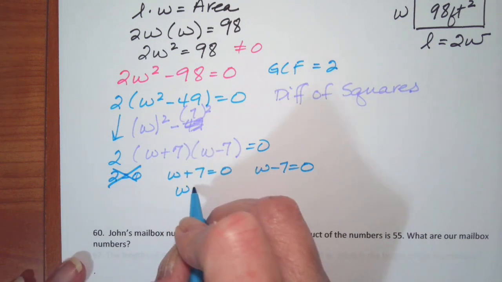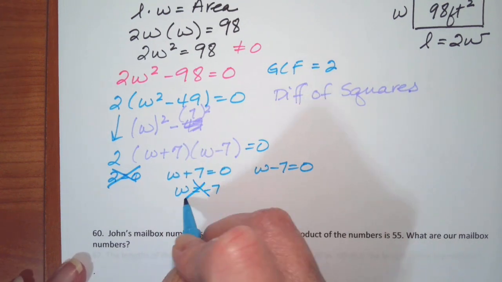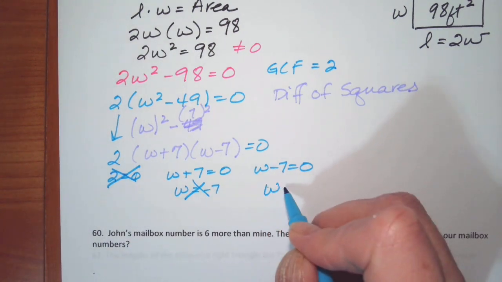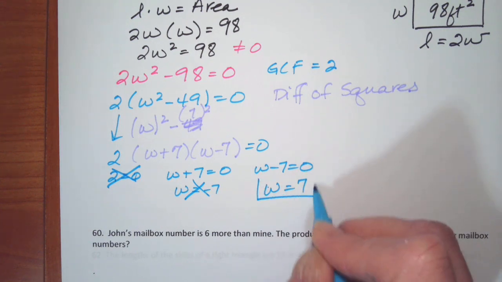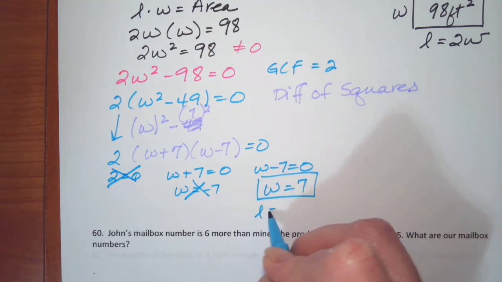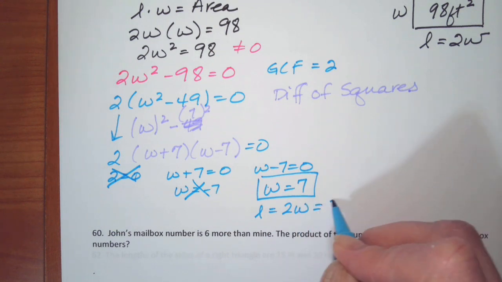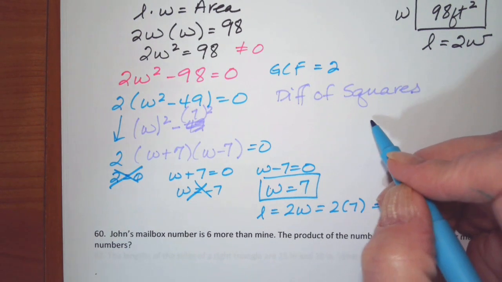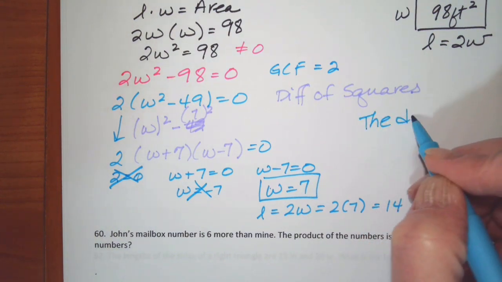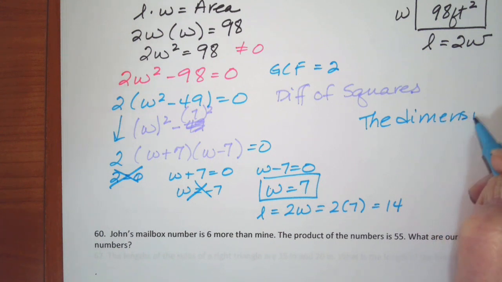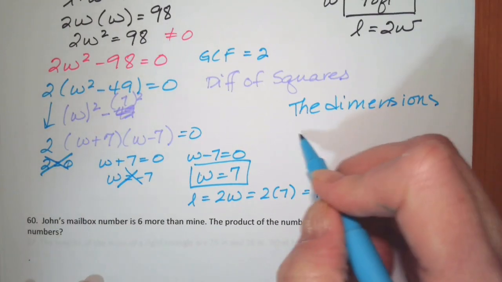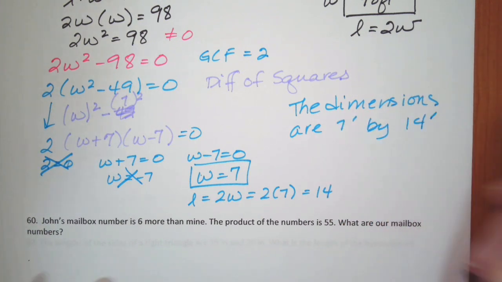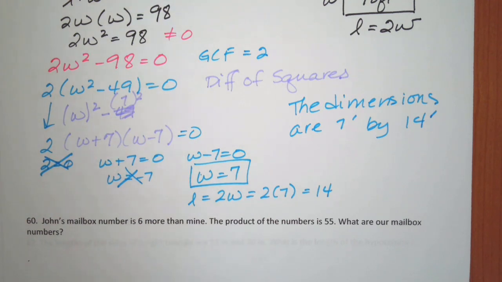Here, this gives me W equals negative 7. Your dimensions cannot be negative. Here, W equals 7, so there's my width. And then my length is equal to 2W, which is 2 times 7, which is 14. So the dimensions are 7 feet by 14 feet. And 7 times 14 is 98.